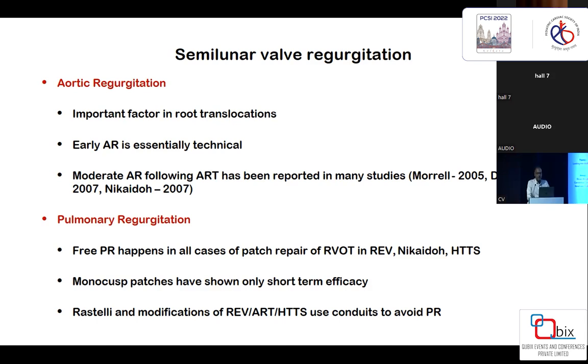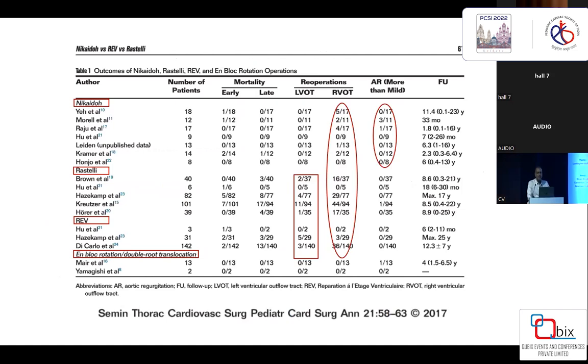Rastelli and modifications of REV, aortic root translocation and half-turn truncal switch still use a conduit to avoid PR. That's the best way you can definitively avoid PR in the postoperative course, with added disadvantages. Now, this paper in Seminars in 2017 has compared the outcomes of Nikaidoh, Rastelli, REV, and double root translocation. And what we can see is Nikaidoh is the only group which actually has incidence of more than mild AR. Most of the other approaches have not had these aortic regurgitation problems. But interventions on RVOT have been uniformly there in all groups, obviously maximum in Rastelli and REV. But even Nikaidoh procedures have got reinterventions for RVOT.